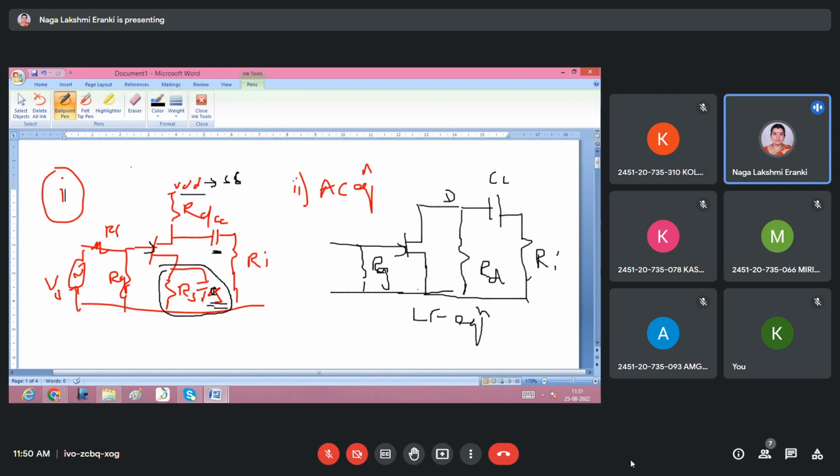This is your AC equivalent of the given circuit at low frequency. Are they AC equivalent in low frequency? In the mid frequency range, what happens?